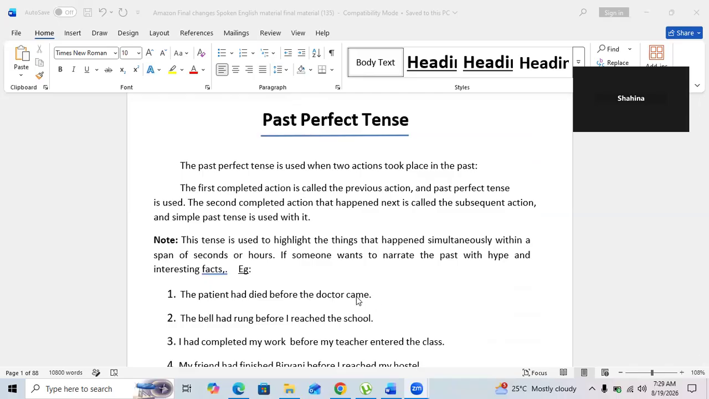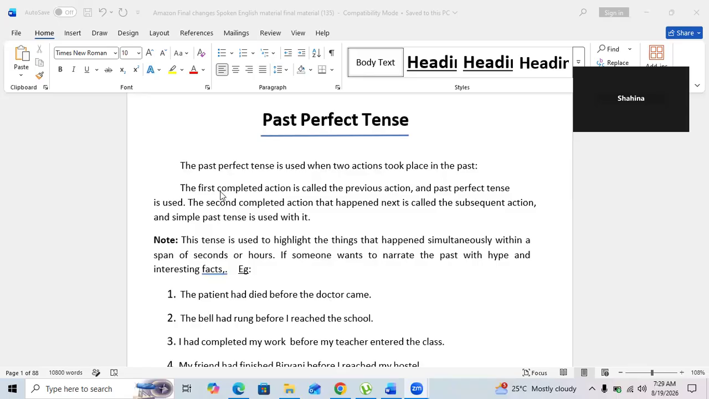the patient died before the doctor came. It means two events happened. If I simply say the patient died, you will take it as simple past, but in order to highlight the event in the past you have to use past perfect along with simple past, I mean two events.